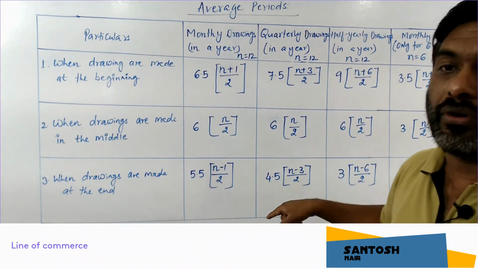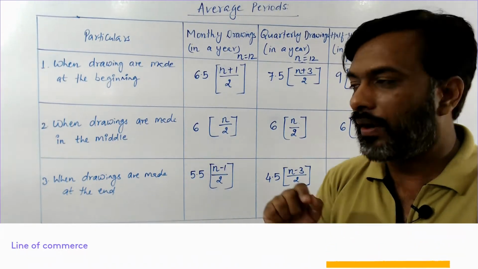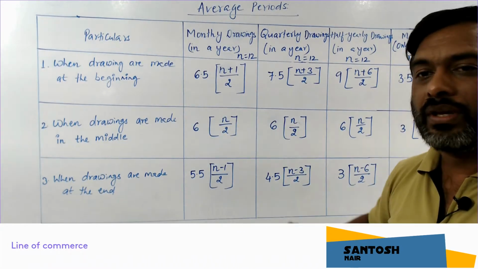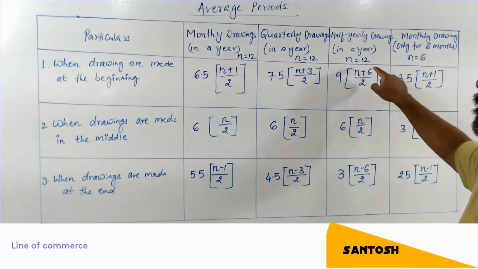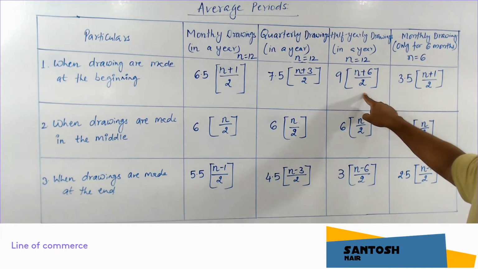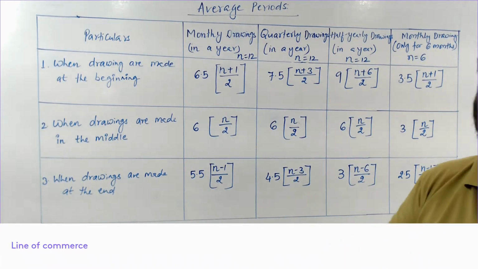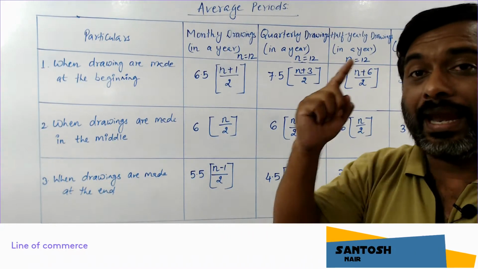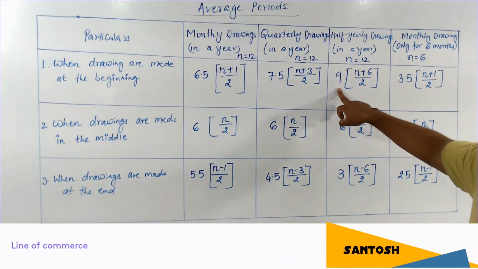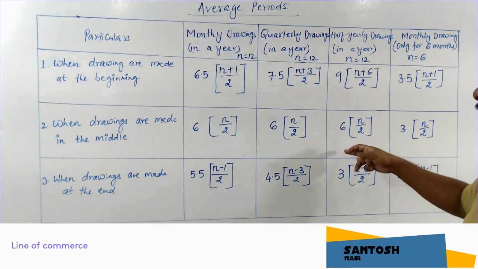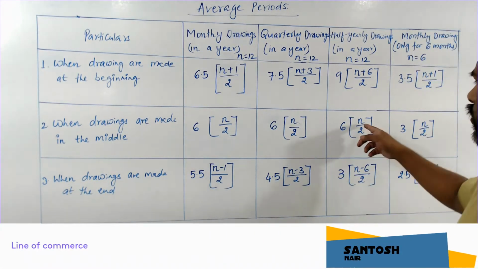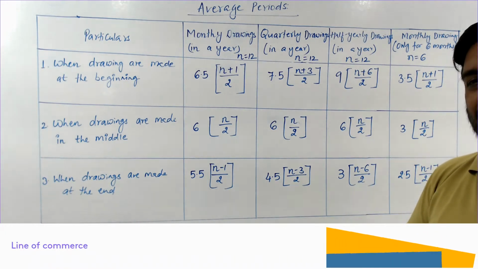Half yearly withdrawal. 6 months are there, so I have taken 6 here, and the same logic I have applied. In the beginning of each half yearly, it is n plus 6 whole divided by 2. Here also the value of n is 12. So 12 plus 6 will be 18. 18 divided by 2 will be 9. Next, middle is n by 2, by default. So 12 by 2 it will be 6.